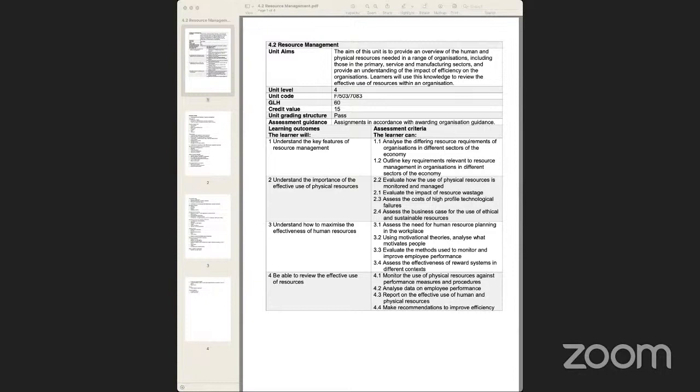What I will also do at the same time is share my screen, because we're going to be using a PowerPoint presentation and maybe a few videos to cover some of the contents of this unit. And the idea would be to have an interactive discussion.